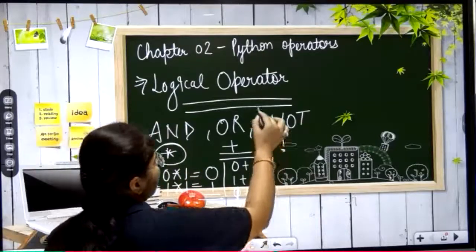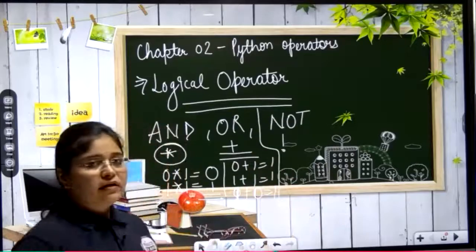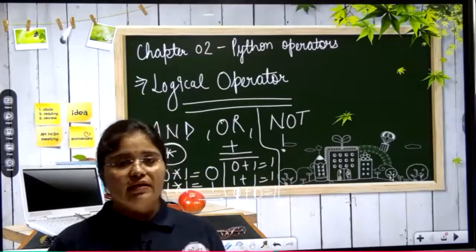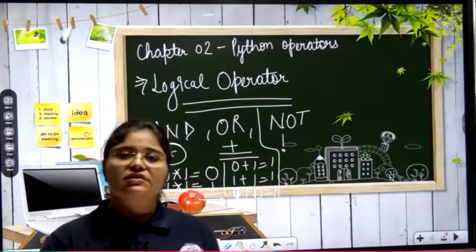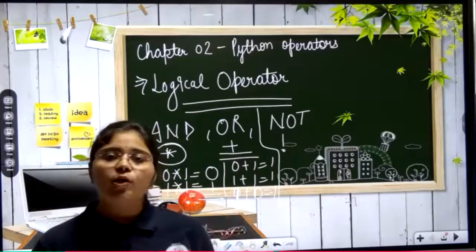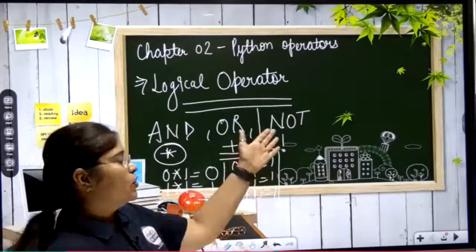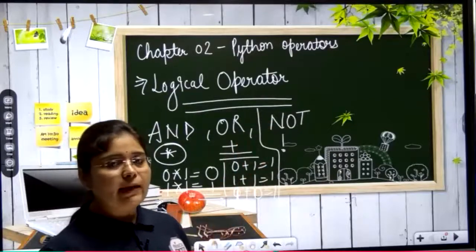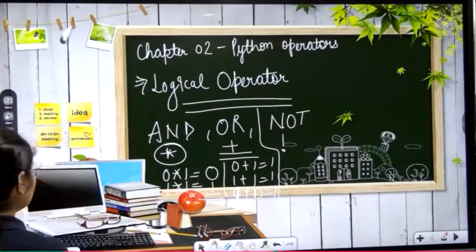Next we are having not. In not, if the condition is true, then the result will be false. If the condition is false, then the result will be true. Means whatever the output of your condition is, the not logical operator gives its opposite. Now with the help of the book part, we will understand this thing.